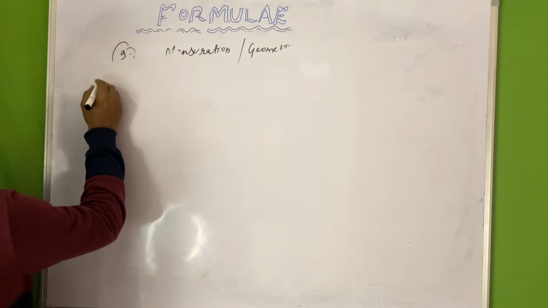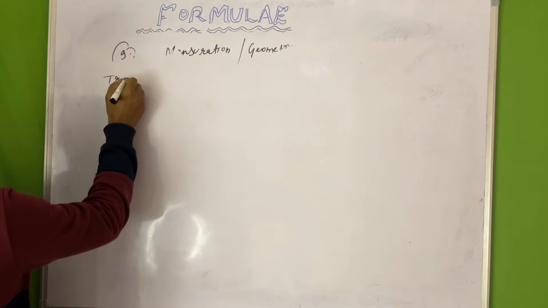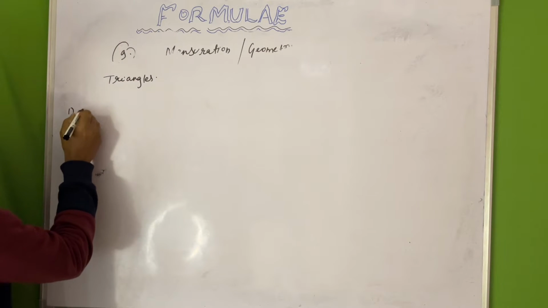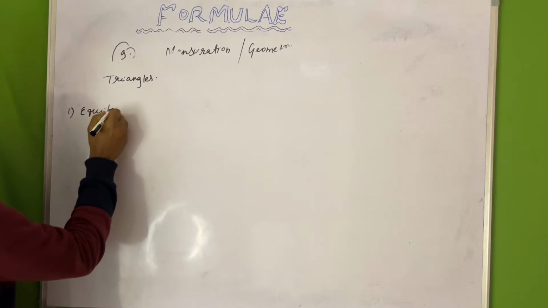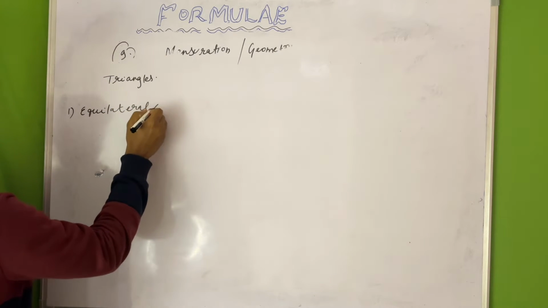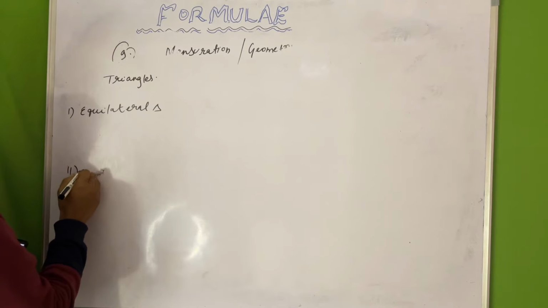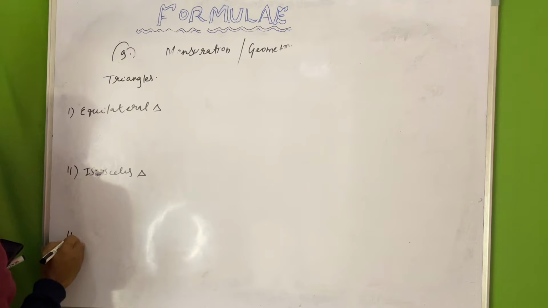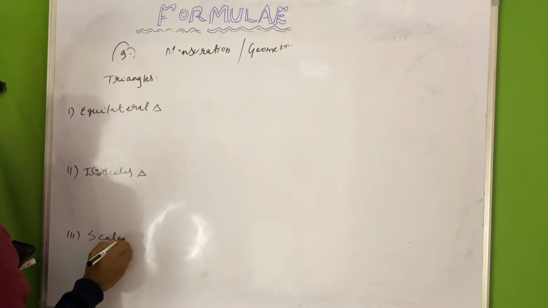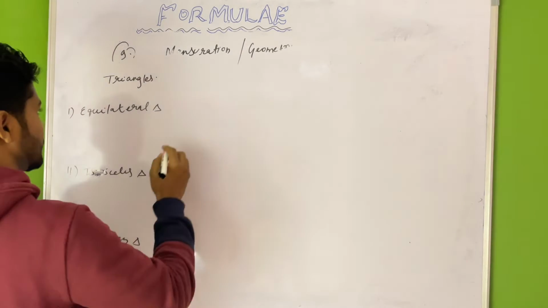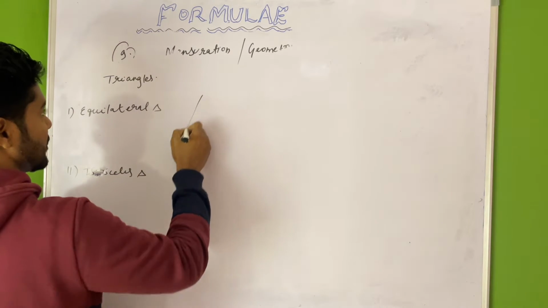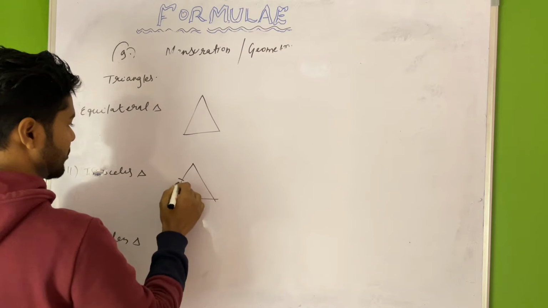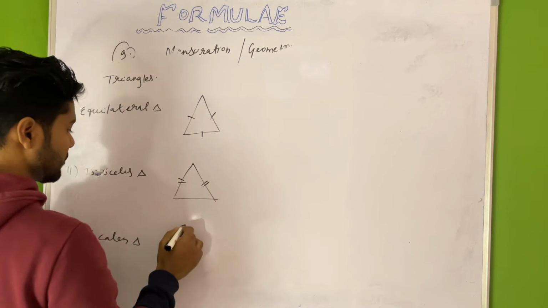Then we have triangles. First one is equilateral triangle. Second one is our isosceles triangle. Third one is our scalene triangle. So this is equilateral triangle. This is isosceles. And this is scalene.